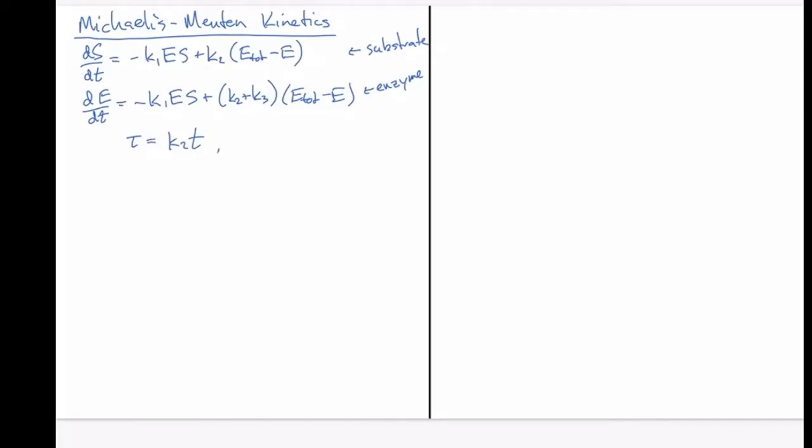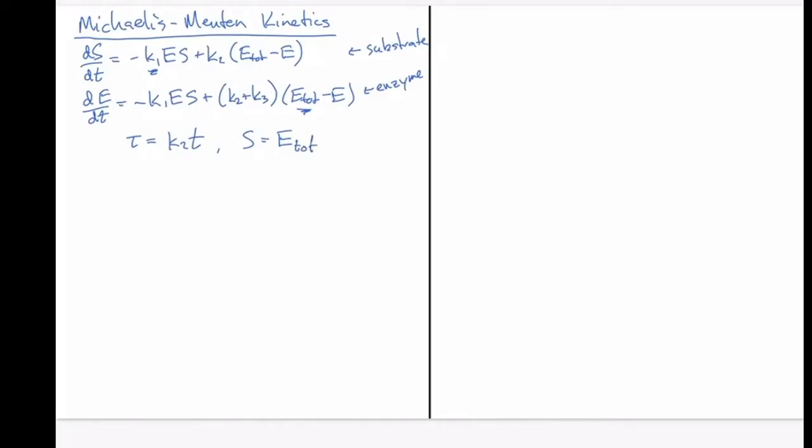And then for S, we have to find something that has units of concentration in it. K1 is the only thing around. Oh no, there's also E tot. Yes, so for reasons that I will talk about later in the course, I'm going to choose E tot as the scale for both S and E. So I'm going to redefine S to be E tot.